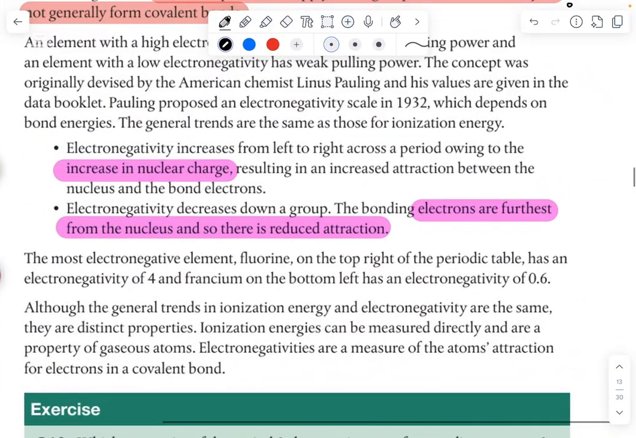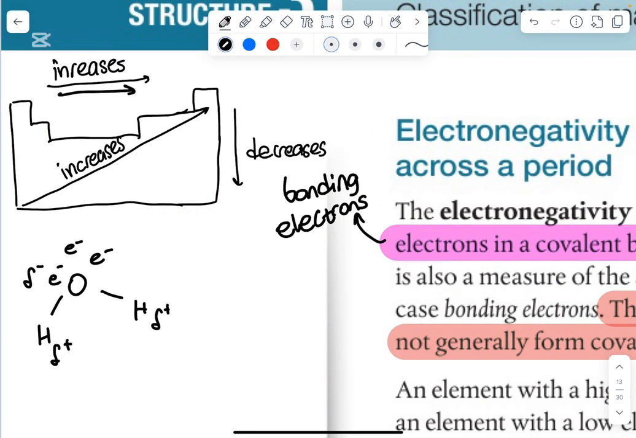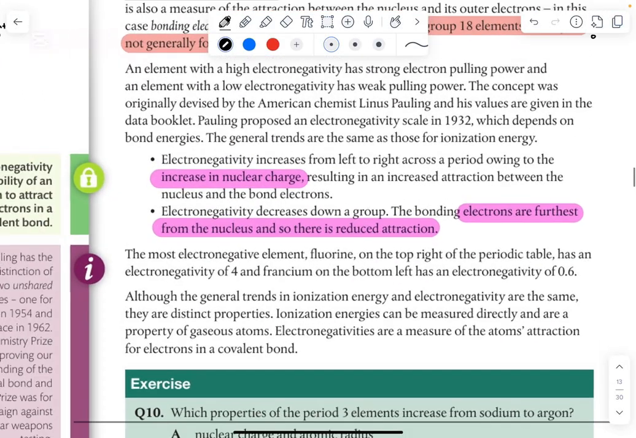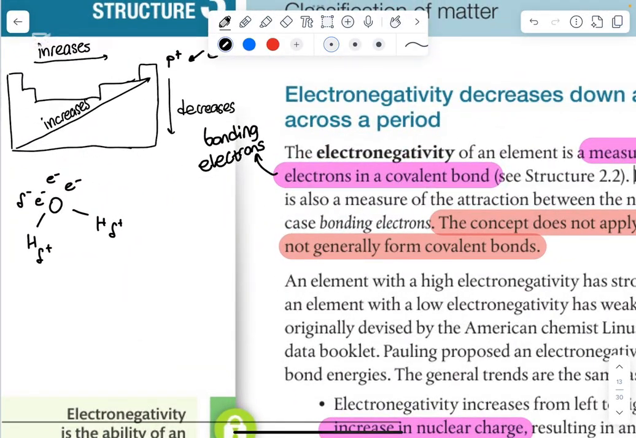The electronegativity of an element accounts for an increase in nuclear charge. As you can see, when you go right, the increase in nuclear charge helps the protons attract electrons more. And when you go down, the electrons are furthest from the nucleus, so there is reduced attraction. When you're further away from the protons, the electrons don't have as powerful an attraction.